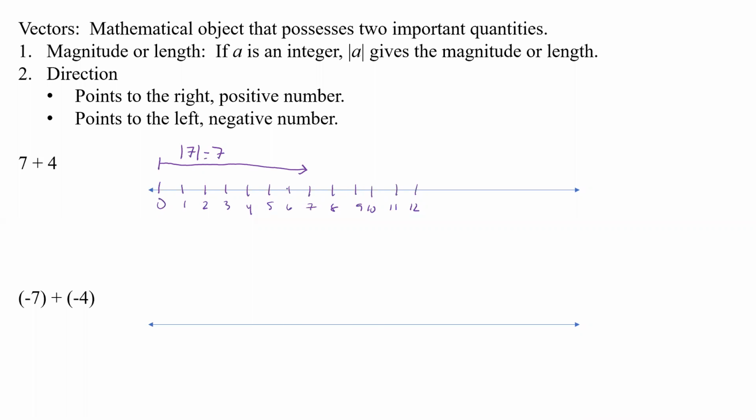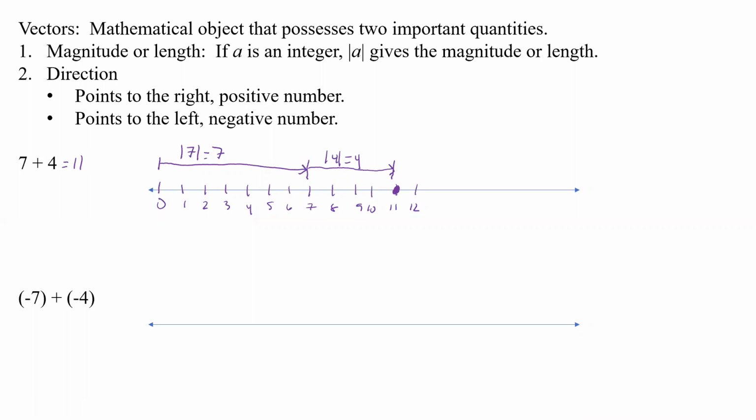Now we're going to add to that a vector of 4. If that's where we're starting now, we add a vector of 4. That's 1, 2, 3, 4. And so that's where we're going to stop. This is the absolute value of 4, which has a magnitude of 4, or a length of 4. And so now we've taken 7 plus 4, and we're at 11. So that equals 11. All right, so that works for positives.